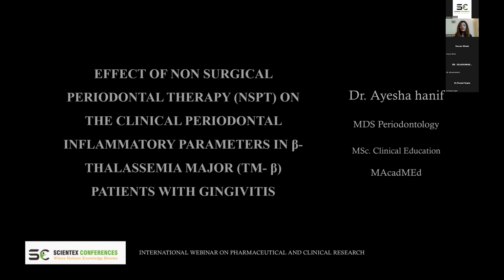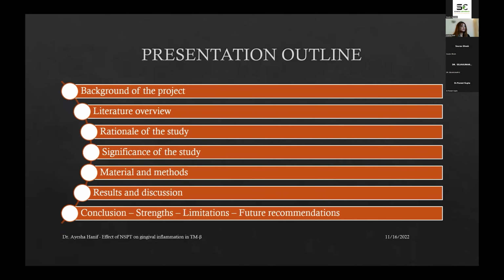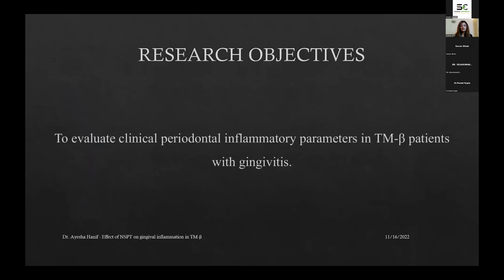Periodontal therapy on the clinical periodontal inflammatory parameters in beta-thalassemia major patients with gingivitis. The presentation goes like this. First, I will be discussing the background of the project, the literature overview, why the study was selected, what is the significance of the study, material and methods, results and discussions, then conclusions, strengths, limitations, and future recommendations. So the research objective was to evaluate clinical periodontal inflammatory parameters in beta-thalassemia major patients with gingivitis.